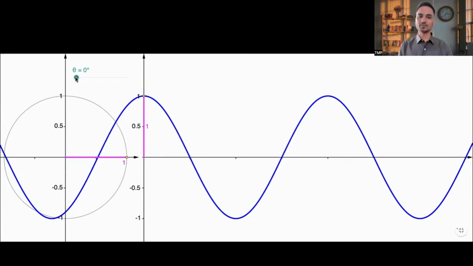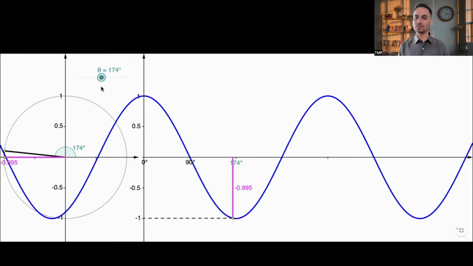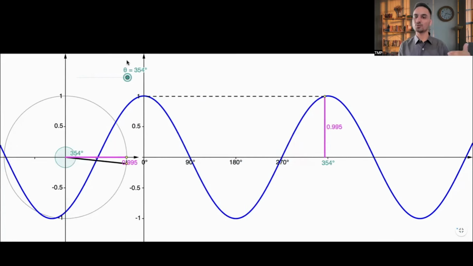For cos theta, when we move in the first quadrant from 0 degrees towards 90 degrees, you see that the value of cos is decreasing from 1 towards 0. It becomes 0 at 90 degrees. And then it moves to -1 when you are at 180 degrees. And it moves back to 0 when you are at 270 degrees. And it moves back to 1 when you are at 360 degrees.